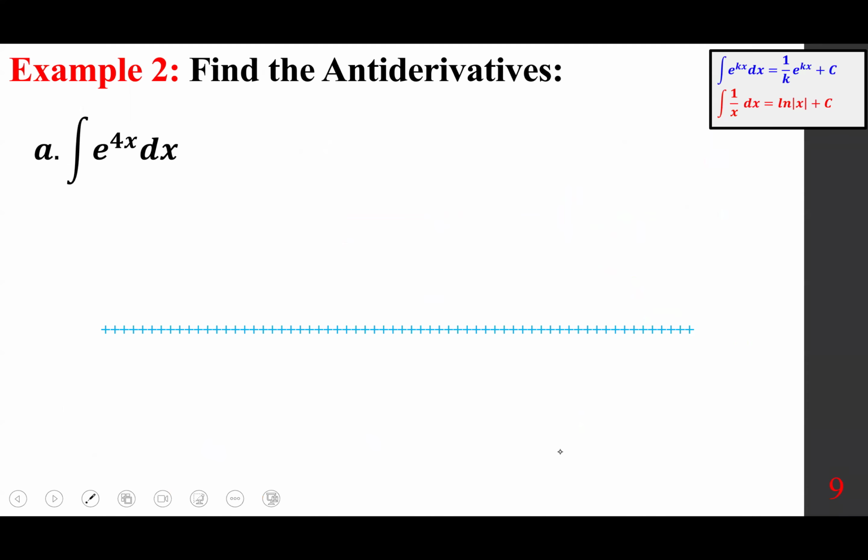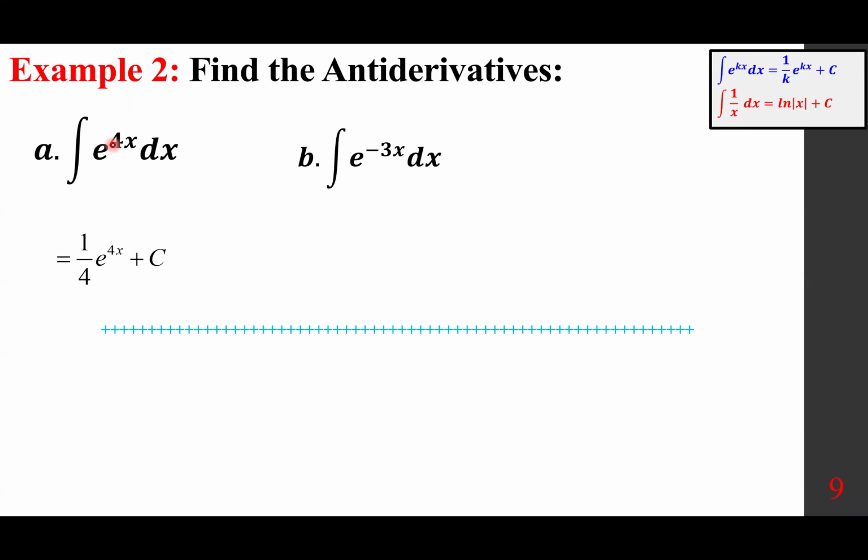As mentioned, when it comes to exponentials, in differentiation we multiply by the coefficient of the exponent, which is k. In the case of integration, we divide by it. So the answer is itself divided by 4, and of course a constant, because we are integrating.